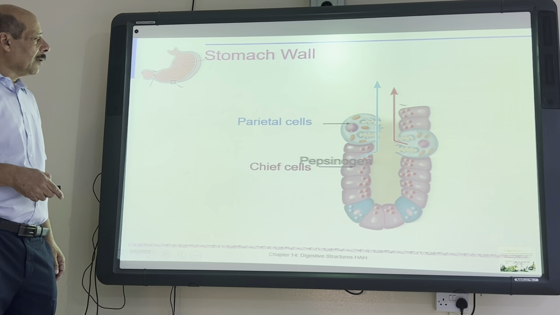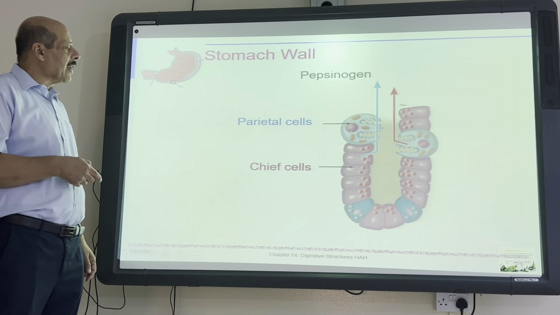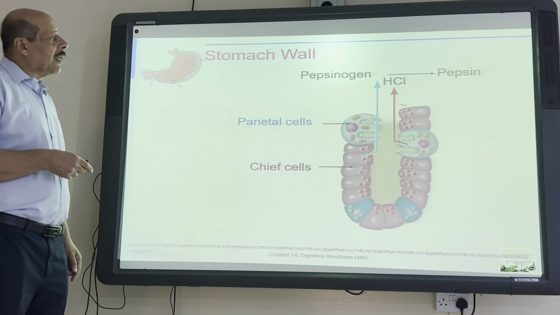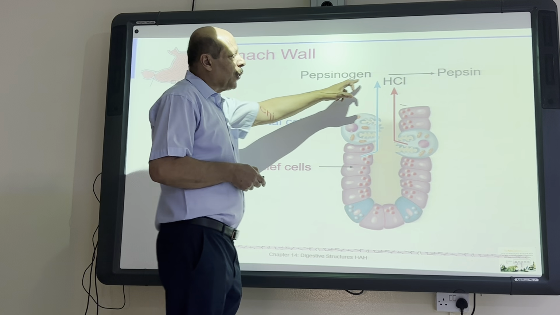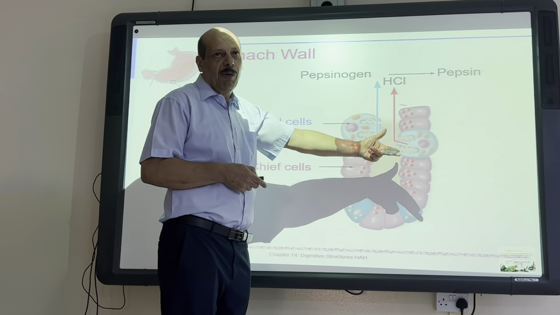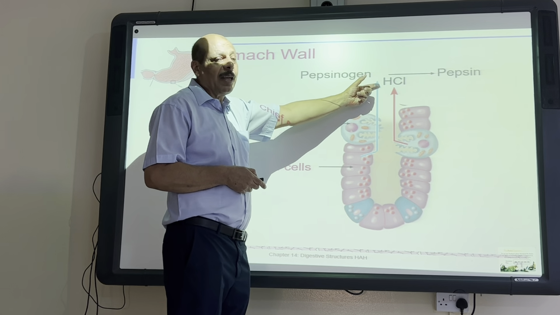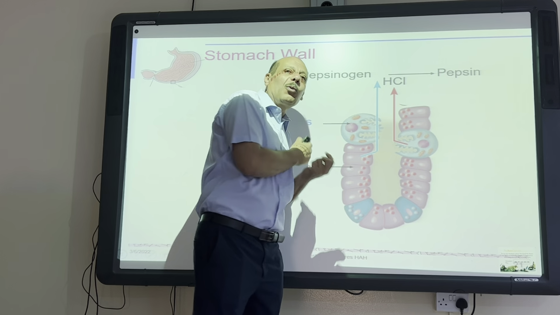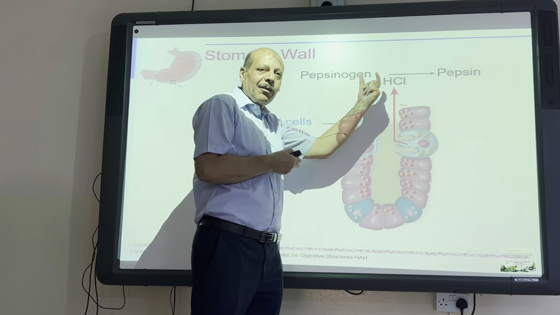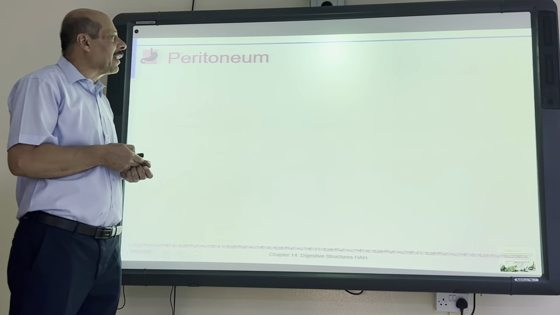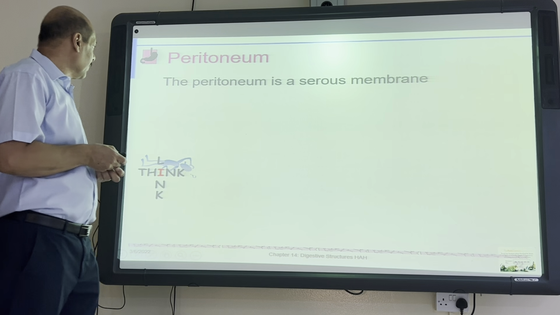So the pepsinogen will be released from the chief cells, and the hydrochloric acid from the parietal cells will activate the pepsinogen to become pepsin, which is the active form of it. It will be activated not just when it is passing through the wall, but when it reaches inside the stomach and is mixed with the HCl, so it will be changed to pepsin.